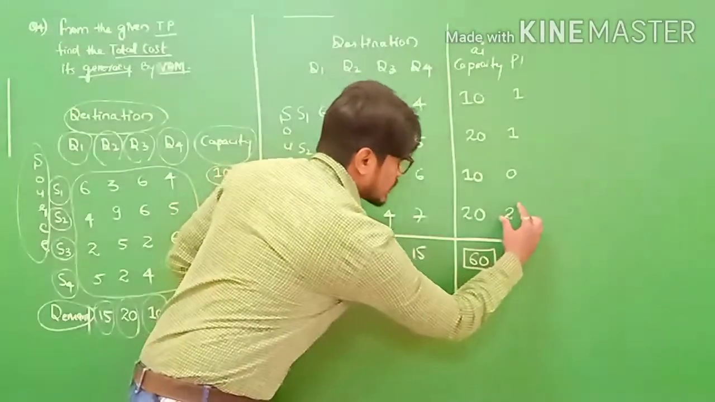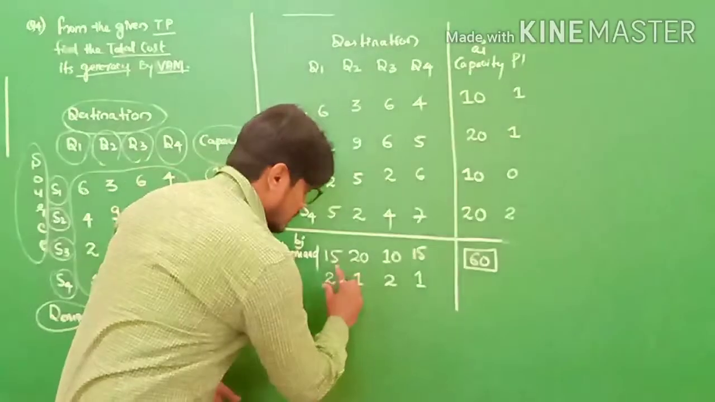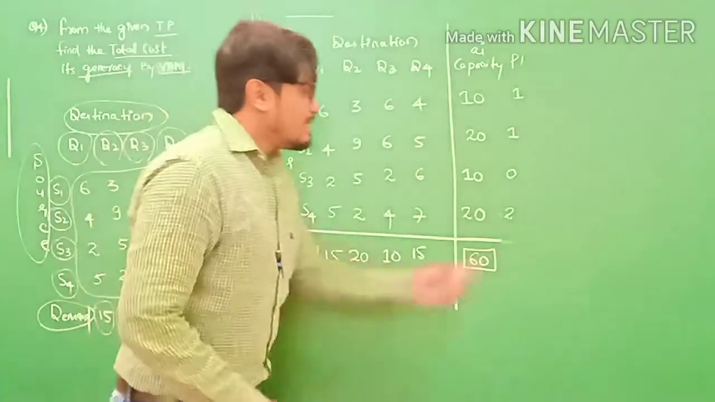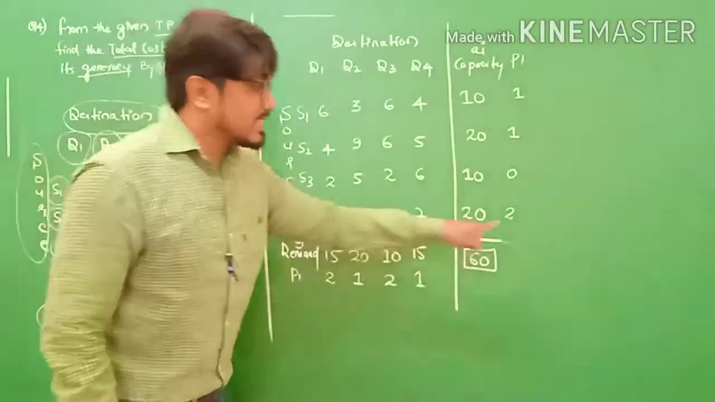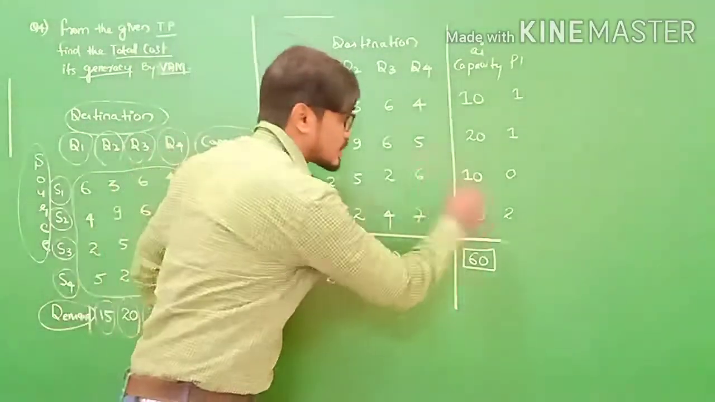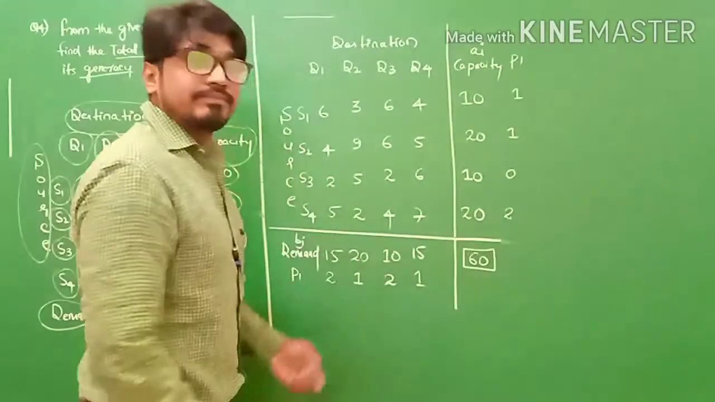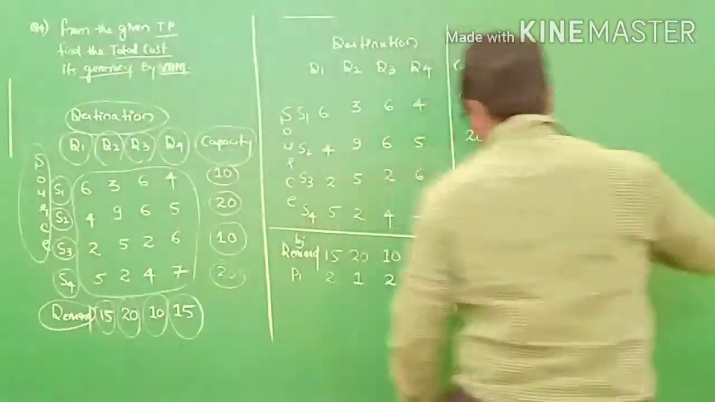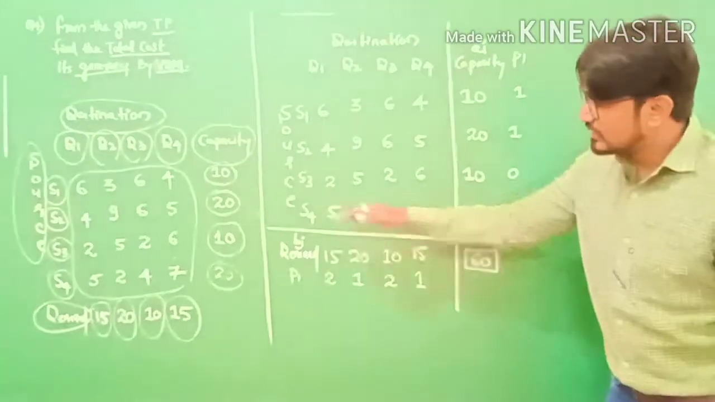Now there are three 2's: 2-1, 2-2, and 2-3. If I select this 2, what happens? If I select this 2, I enter here. From there, I'll enter.